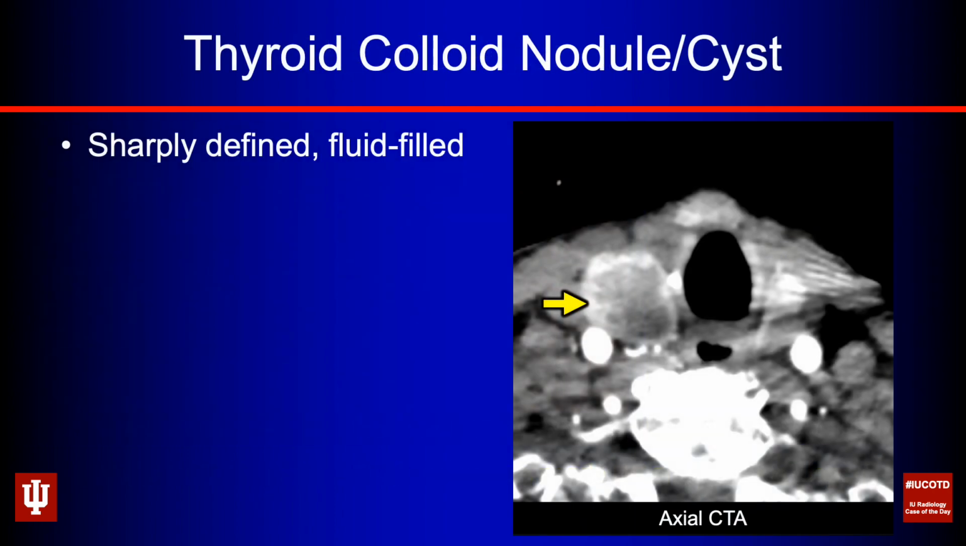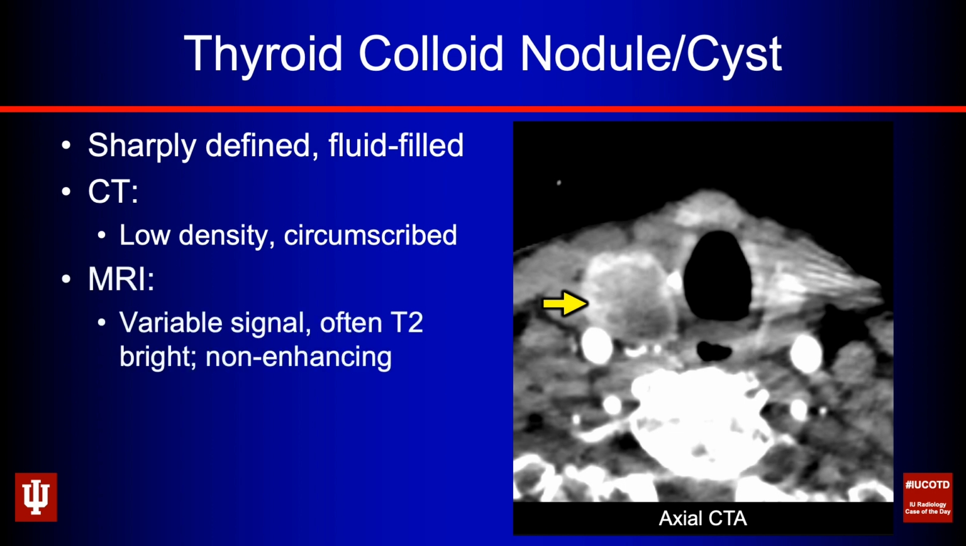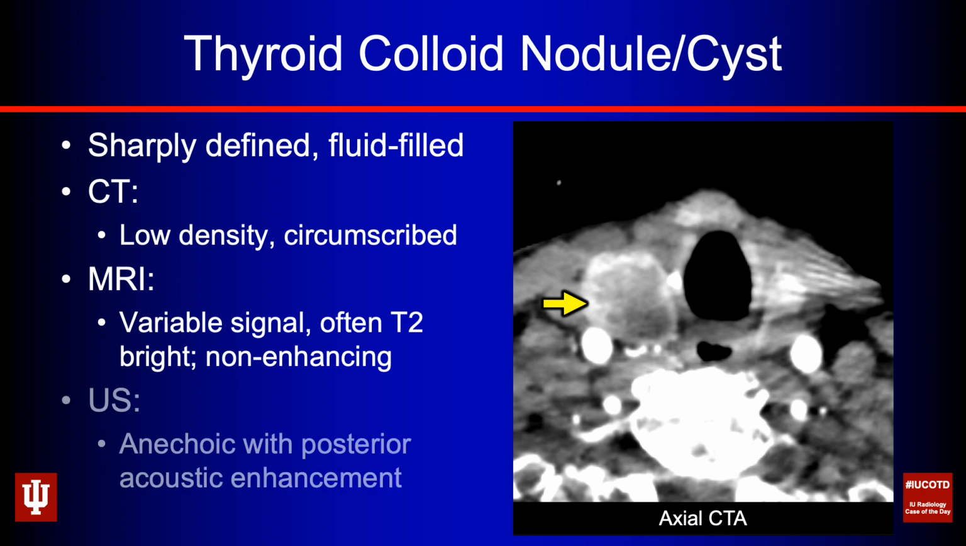Next up is the thyroid colloid nodule or a colloid cyst. These tend to have sharply defined margins. They tend to be largely fluid-filled. On CT, they're oftentimes low density and circumscribed. This is fairly circumscribed. It's not perfect. On MRI, these often have variable signal intensity, frequently T1 bright, but it sort of depends on protein content and such. But these are non-enhancing.